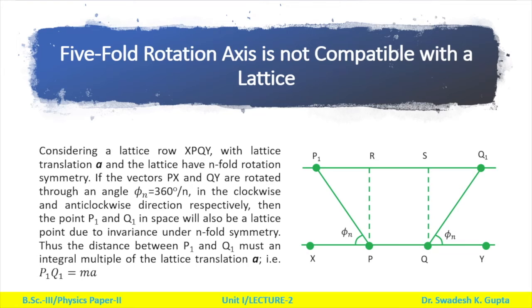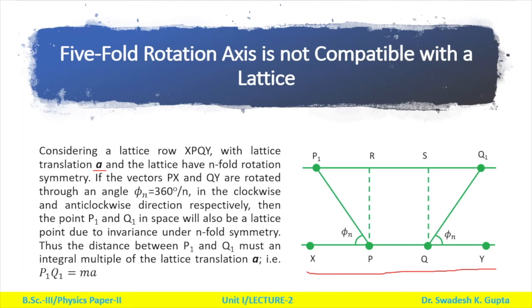Now, as we learned that 5-fold rotation axis is not compatible with the lattice, let's see why it happens. So consider a lattice row x, p, q, y. There are 4 lattice points at x, p, q and y, and because these are lattice points, they will be separated by the same distance. So let's say the distance is a.